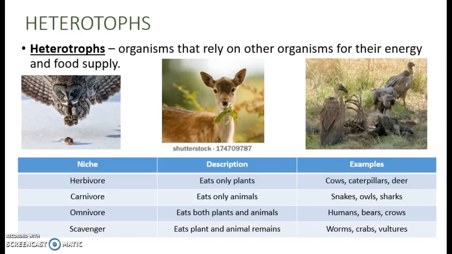And so on your paper right now, I need you to make this chart that you see on the bottom of the screen. You need to write the niche, its description, and examples of each. So an herbivore eats only plants, and examples would be cows, caterpillars, and deer. A carnivore eats only animals, and that would be snakes, owls, and sharks. An omnivore eats both plants and animals: humans, bears, and crows. A scavenger eats plant and animal remains, so they eat dead things. Worms, crabs, vultures, those are all scavengers.